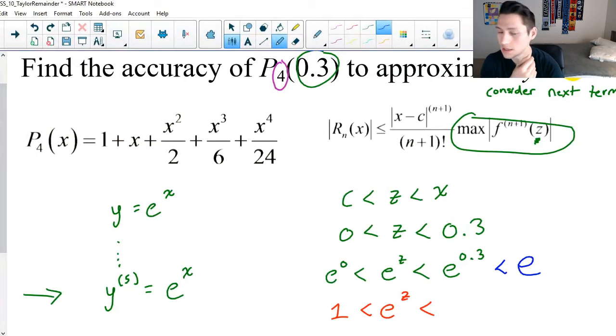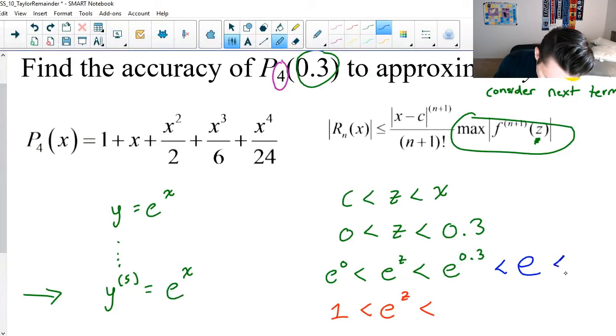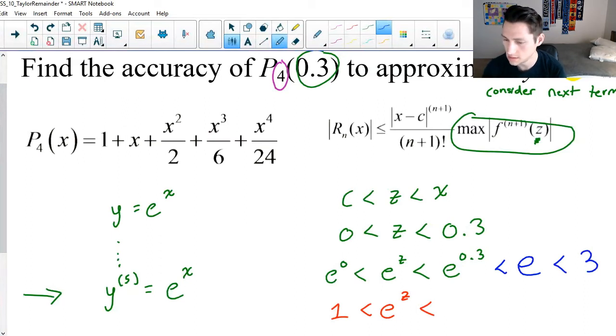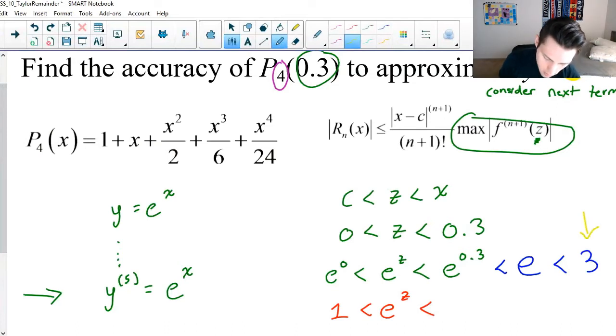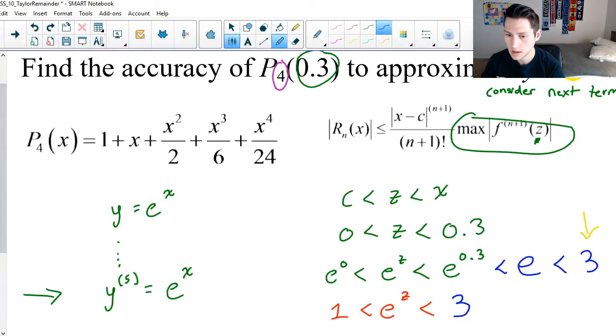So now let me think of what e is less than. Well, I know that e is less than 3. By the nature of e, I know that it's less than 3 because I know e is 2 point whatever. So this is the value that we're going to use as our maximum. All right, 3. It's a concrete value, just a straight up number that I can use in this maximum.